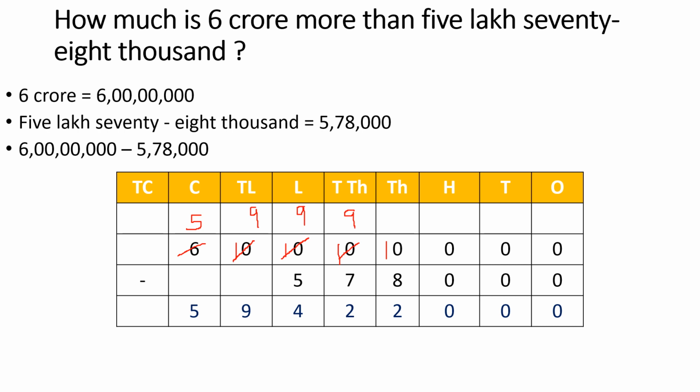How? 10 minus 8 equals 2. 9 minus 7 equals 2. 9 minus 5 equals 4. Here is 9 and here is 5. So your difference will be this. Yes, 5 crore 94 lakh 22,000. So we can say that 6 crore is more than 5,78,000 by 5 crore 94 lakh 22,000.